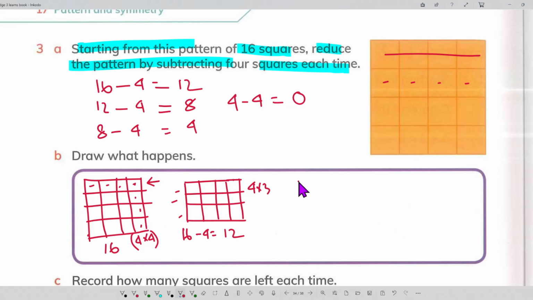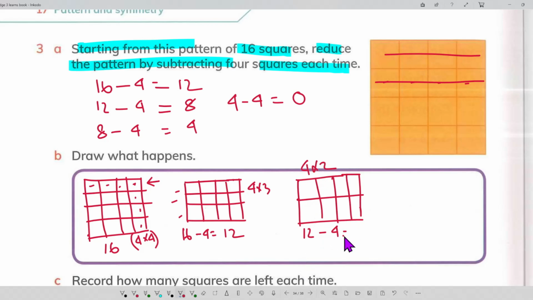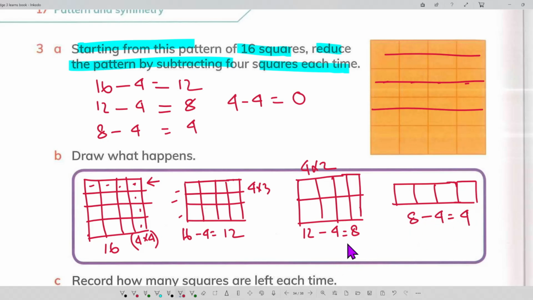Next, again this one out. So again it will be 1, 2, 3, but here is like this. So it will be 4 times 2, that means 12 minus 4 will be 8, right? Next, this one out. So this one is like 1, 2, 3 and 4, so 8 minus 4 equals 4. So it's a 4 by 1, and finally it will be out.